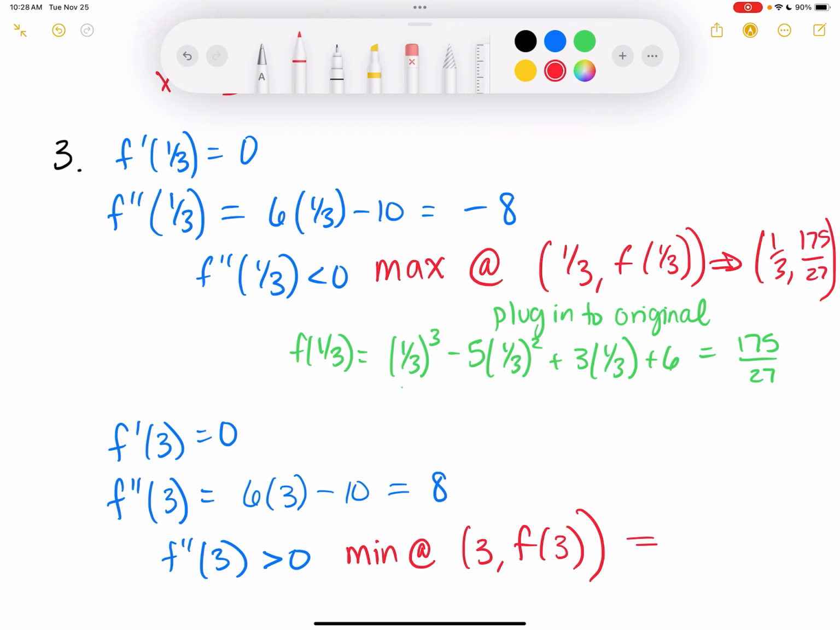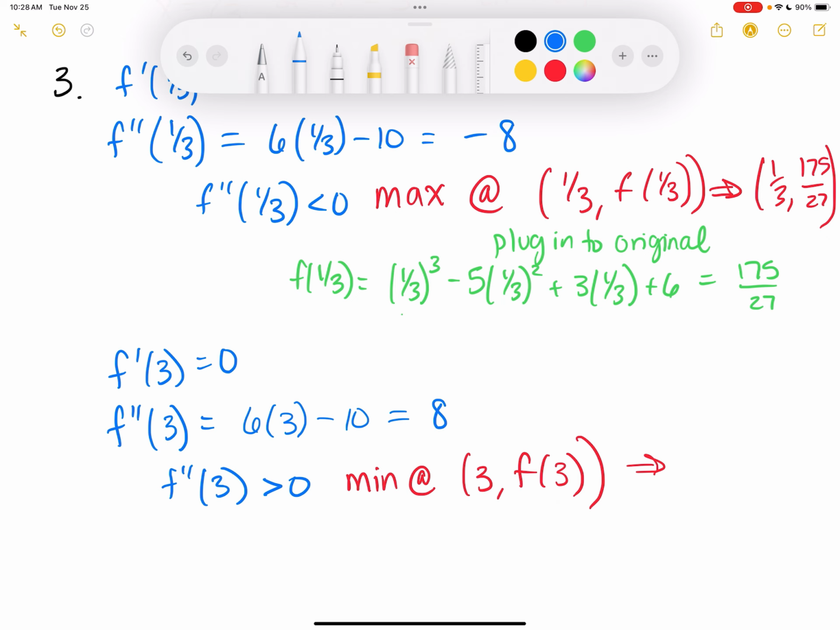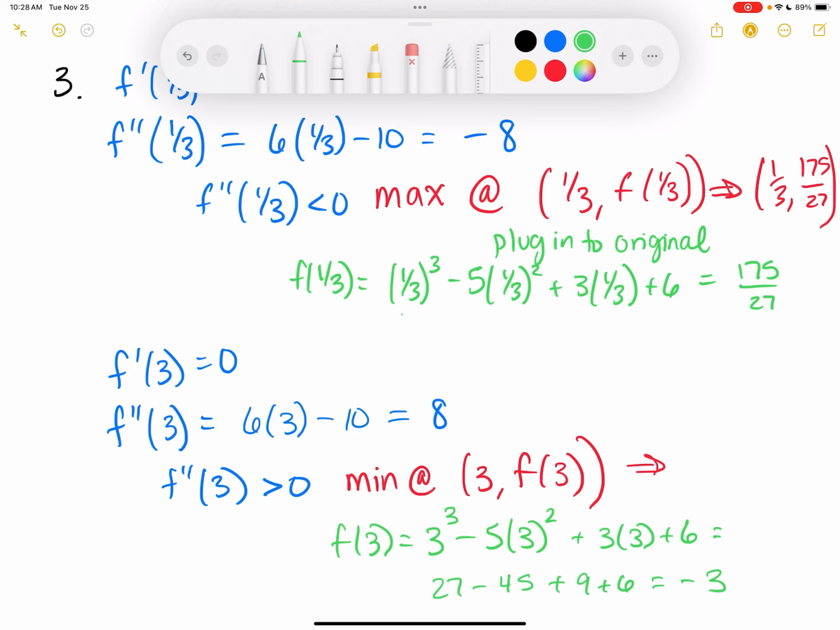And then we would find f of 3 the same way. Just plug it in. So f of 3 is equal to 3 cubed minus 5 times 3 squared plus 3 times 3 plus 6. So we've got, what is that, 27 minus 45 plus 9 plus 6. -3, I think. So then that means that our min is at 3, -3, if we actually want to find the point.